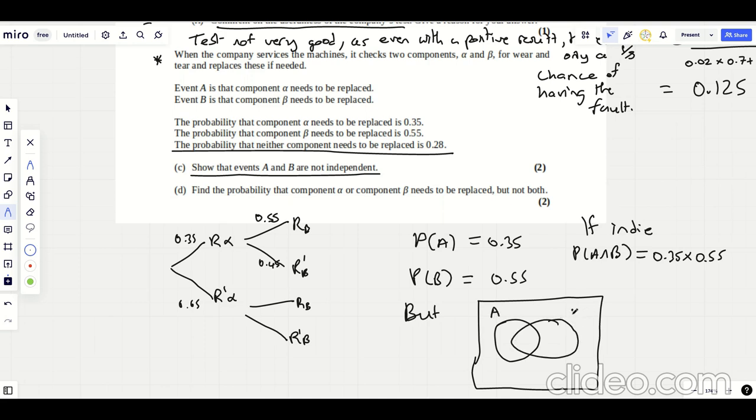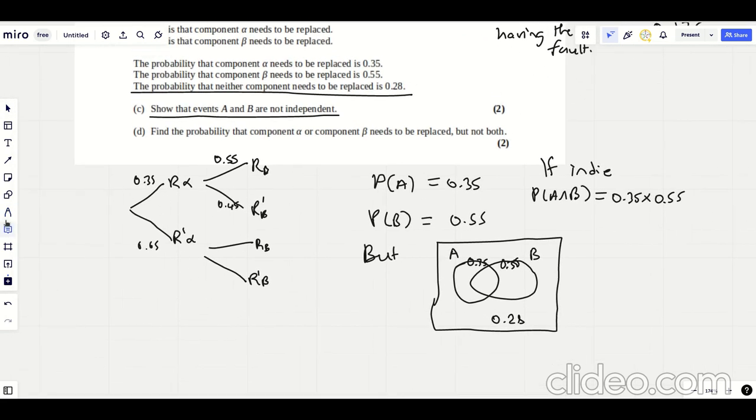This is event A, this is event B. Now they told us this was 0.35, they told us this was 0.55. They also told us neither component needs to be replaced as 0.28, yeah? Now remember that means that you now know A or B. And probability of A and B, for all probabilities this is always true, equals P of A plus P of B minus P of A or B, yeah? You can always use that result, whether independence holds or anything else.